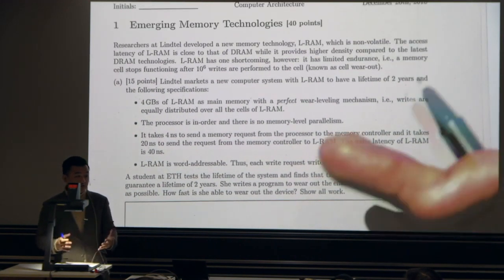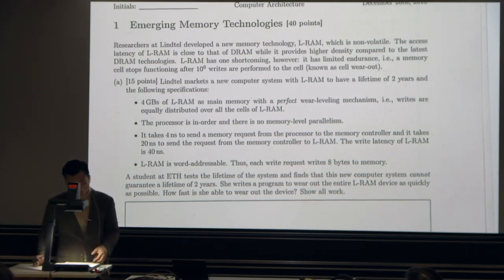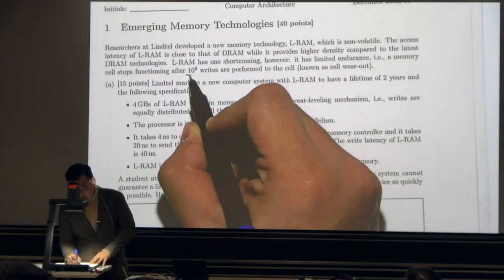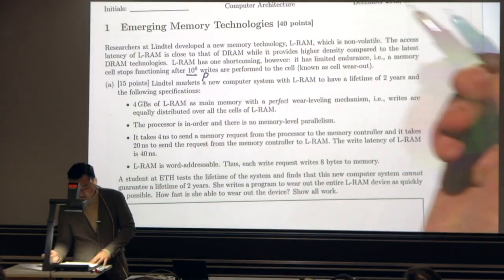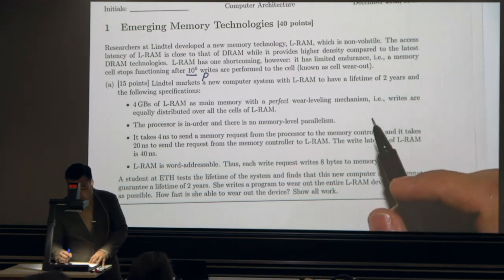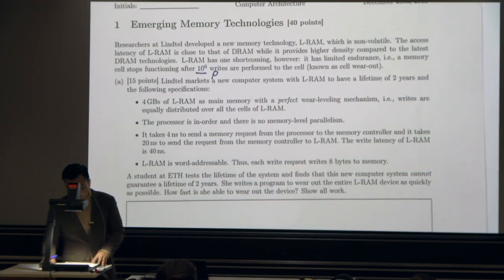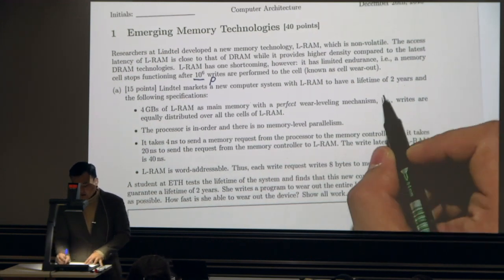So actually we can try to write data, but it does not guarantee that it will be reliably stored in time for the request. So this is P, which is the program cycles allowed for a cell. And the first question is asking, let's read the first question. Lintha markets a new computer system with LM to have a lifetime of 2 years and the following specifications. Okay, so their target lifetime is 2 years.